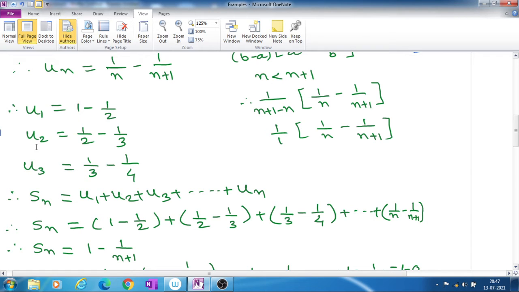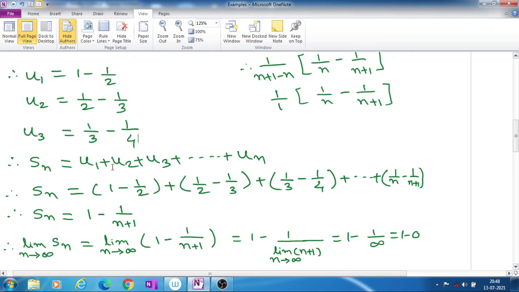Whatever here is n, put it here, and here is n plus 1. So u2 is equal to 1 upon 2 minus 1 upon 3. u3 is equal to 1 upon 3 minus 1 upon 4. So these are the terms. Then Sn will be the sum of the first n terms. It is equal to the first term, 1 minus 1 half, plus u2, the second term, 1 half minus 1 upon 3, plus u3, this is 1 upon 3 minus 1 upon 4, plus and so on, and the nth term un is 1 upon n minus 1 upon n plus 1.